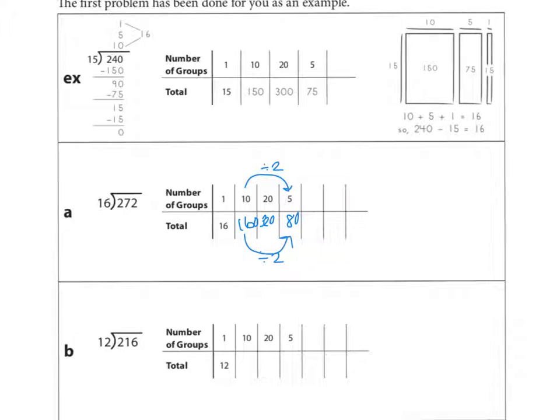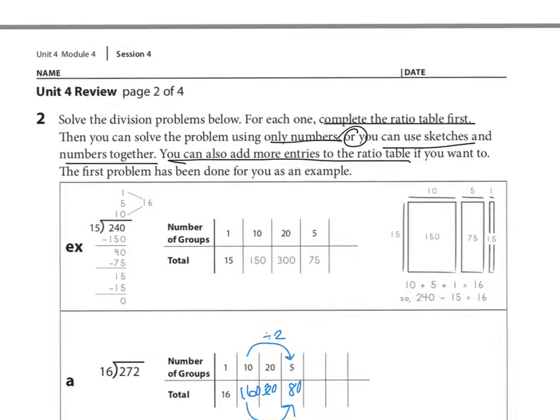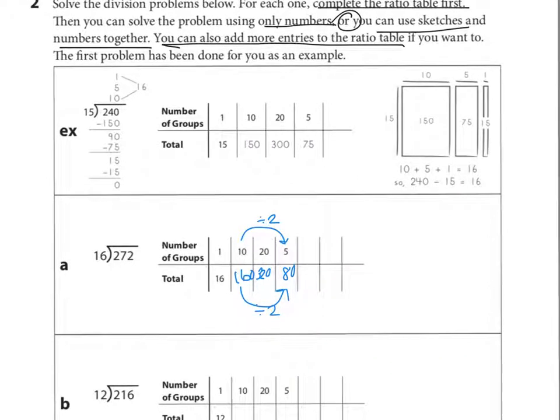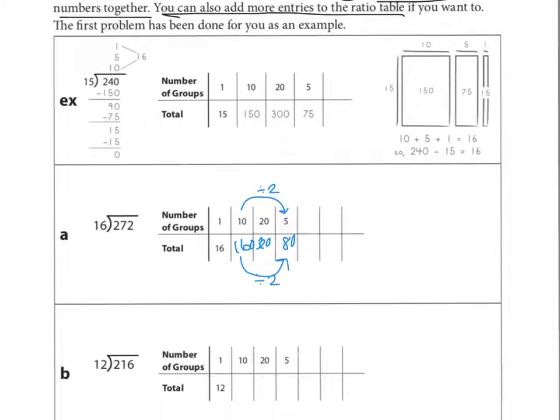Okay, so again at the top, what were my instructions? Complete the ratio table first. I did that. Now I can solve it using only numbers over here, or I can use a sketch, or I can do it together. I'm going to show you the computation over here on the left-hand side.